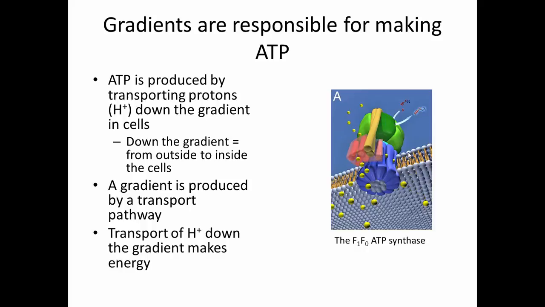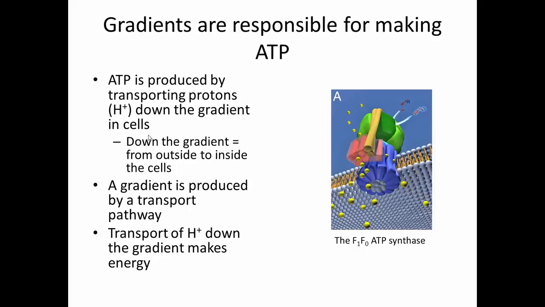So gradients are responsible for a whole lot of things in the cells. Responsible for bringing nutrients in, getting rid of waste products, things like that. But they're also responsible for those fueling reactions to make ATP. So ATP is produced by transporting protons or hydrogen ions down the gradient into cells. So essentially a proton will go into the electron transport chain and get transported out of the cell.